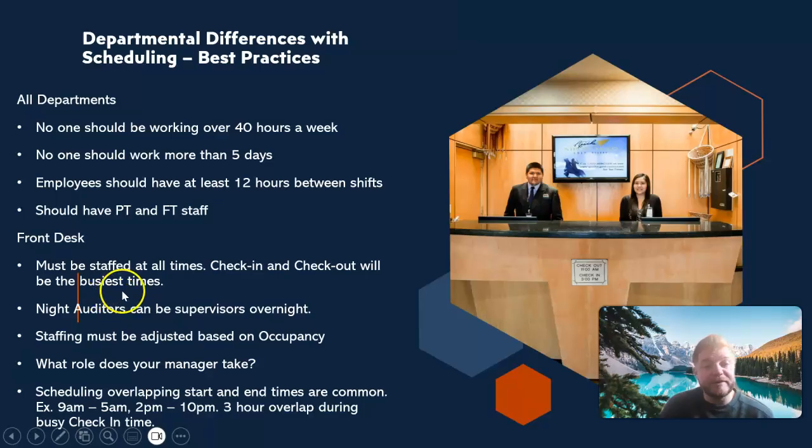When it comes to front desk, it has to be staffed at all times, and then check-in and checkout will be the busiest times. So checkout's usually 10 a.m., 11 a.m., and check-in is 3 or 4 p.m. So think that's a 5 or 6 hour window that you're always going to be working with, and that's when it's going to be the most busy. Although people will check in throughout the remainder of the evening. Night auditors can also be supervisors. Staffing must be adjusted based on occupancy.